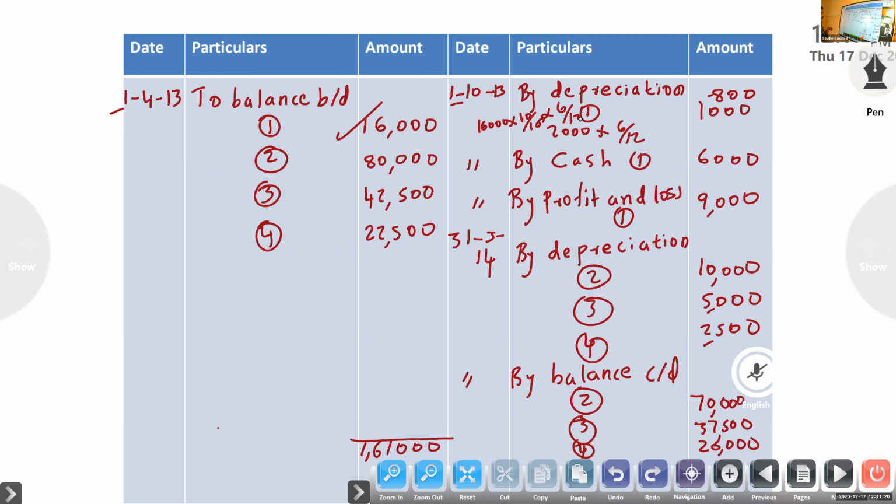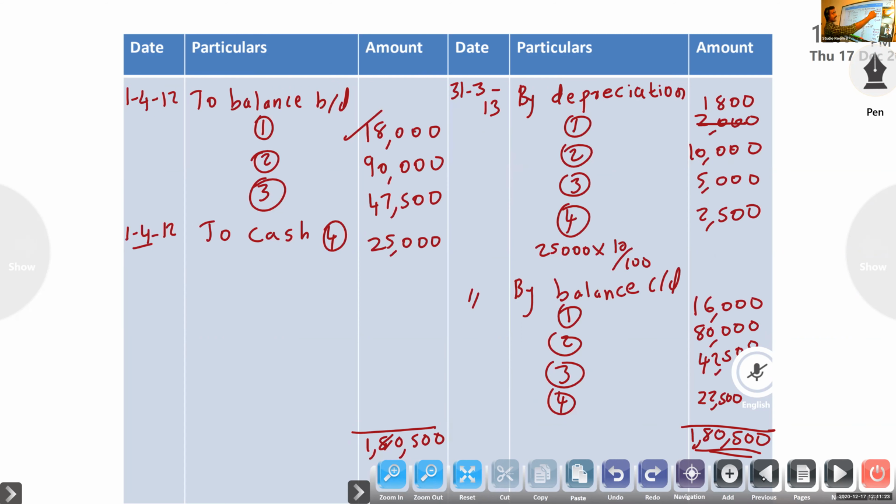If you are following fixed installment method, depreciation is the same every year. Here, no need to look at that. It is easy. Some students like the fixed installment method, and some students like the diminishing balance method. We calculate depreciation on the basis of balance b/d. So you will get a choice, fixed or written down value method, and you have to study both methods.